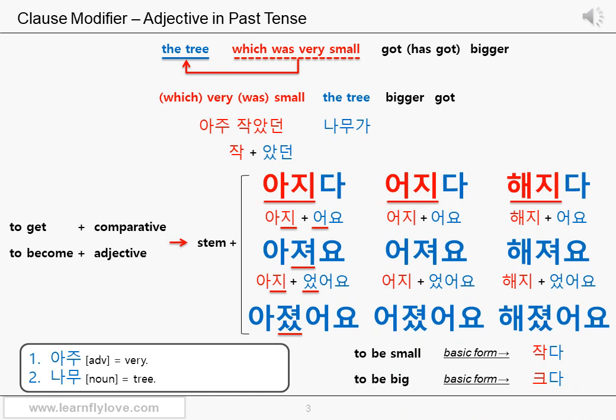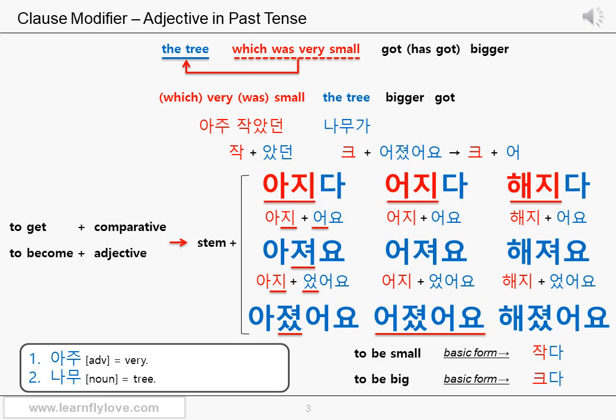You know this already. Okay then, let's say got bigger. The basic form of the adjective big is 크다. The stem is 크 and it has a vowel 으. It's not a or o vowel, therefore you should add 어졌어요 with 어 sound. 크 어졌어요. But the stem doesn't have a final consonant. Its sound is supposed to be combined with the next block, 어.